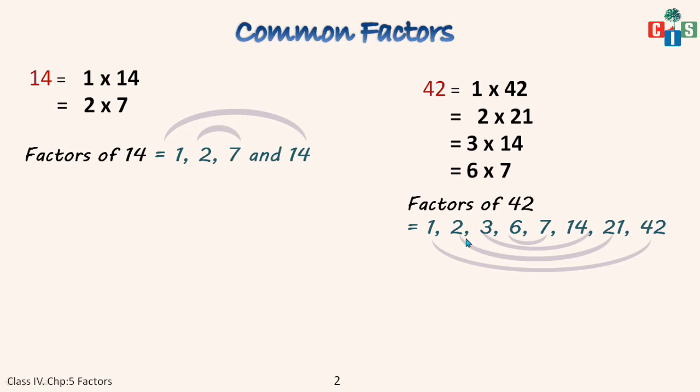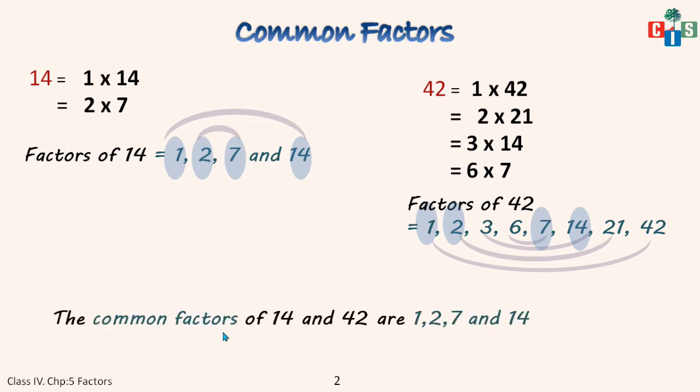So we have the factors of 14 and the factors of 42. Here 1 is there and here 1 is there, so 1 is a common factor. 2 is there here and here also, so 2 is a common factor. 14 is there here and here also, so 14 is a common factor. And I forgot 7. No, I purposely did that. So 7 is also a factor, and here also we have 7 as a factor. Now no numbers are left here. So I can say that the common factors of 14 and 42 are 1, 2, 7 and 14.